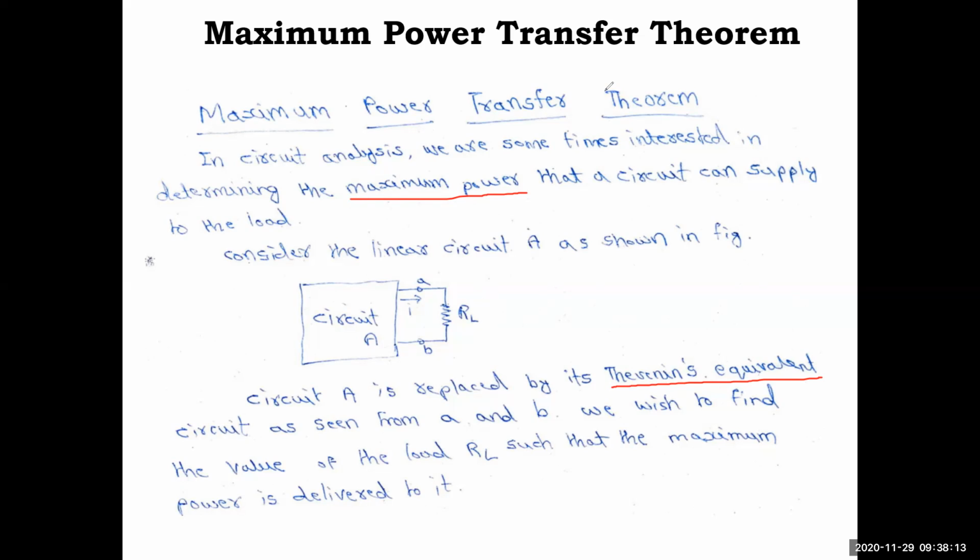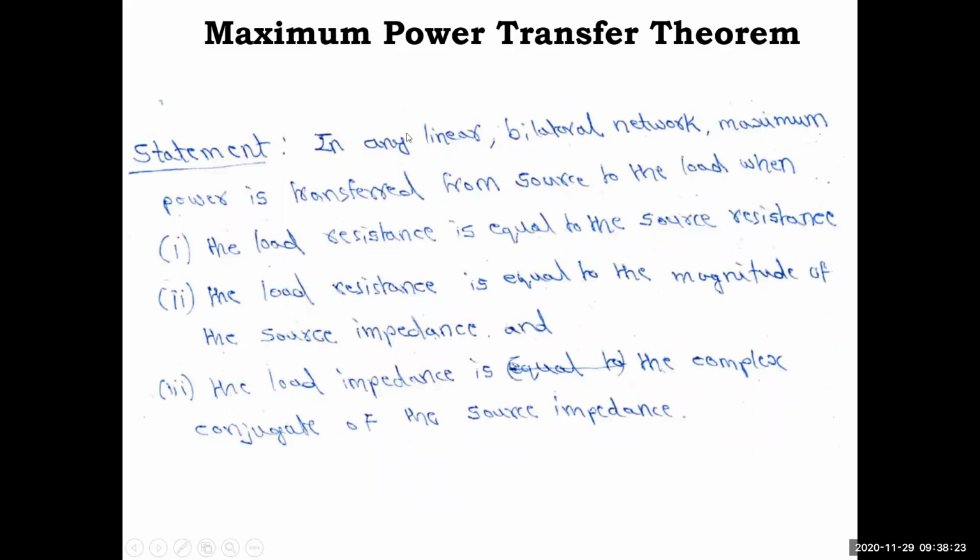There are three sub-theorems here. Any of these can be asked in the exam, not all three, remember that. So let's elaborate the statement. This is the statement of the maximum power transfer theorem. In any linear bilateral network, maximum power is transferred from source to the load when, and there are three instances here, whichever instance they ask in the exam, that only you have to prove. So three proofs will come, equal to three theorems. In the exam they can ask any of these, so keep that in mind.